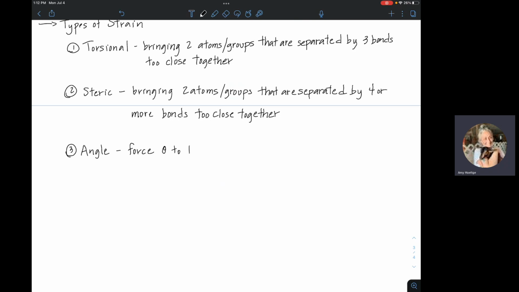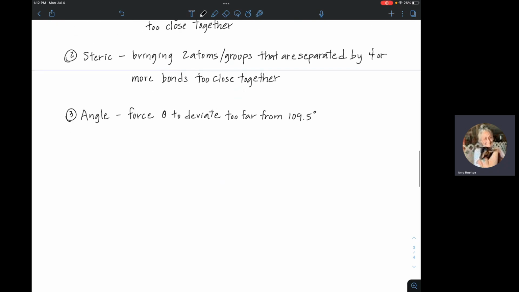in other words, I'm going to have theta deviate too far from the optimal 109.5 degrees, which is a perfect tetrahedron, right? I will be forcing what we call some angle strain. If you have a model kit, this will not be hard to imagine.